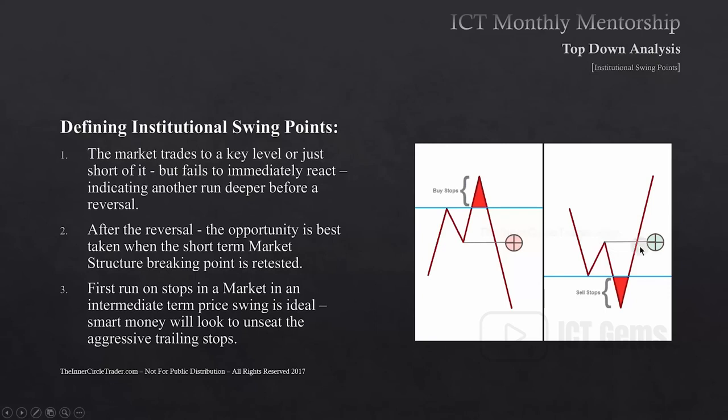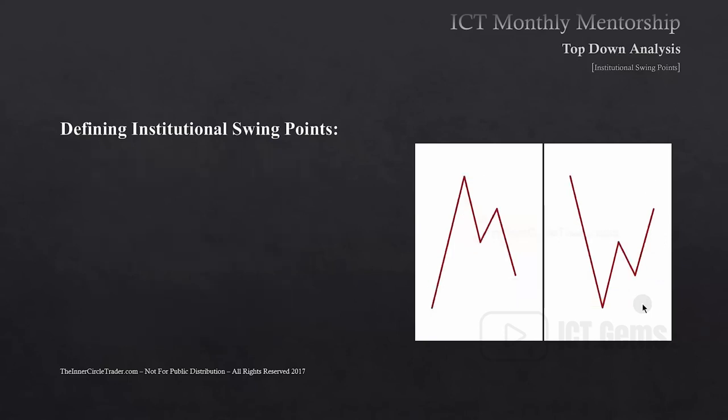Which is ironic because you don't get that same forgivingness with the next pattern we're going to talk about, which is the failure swing. All right, this is the failure swing. This is the second form of institutional swing points. I want you to narrow your focus to only two ways of viewing the marketplace when it turns. We already mentioned the breaker swing point, and now we're talking about the failure swing.